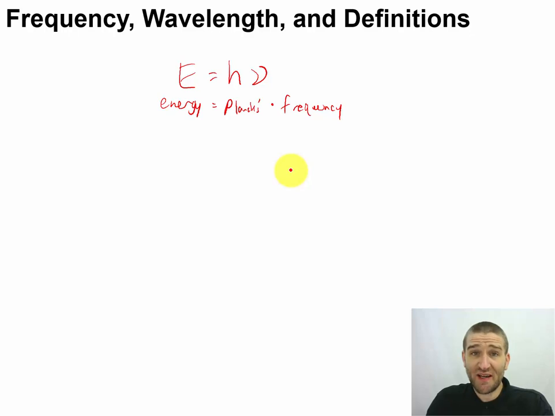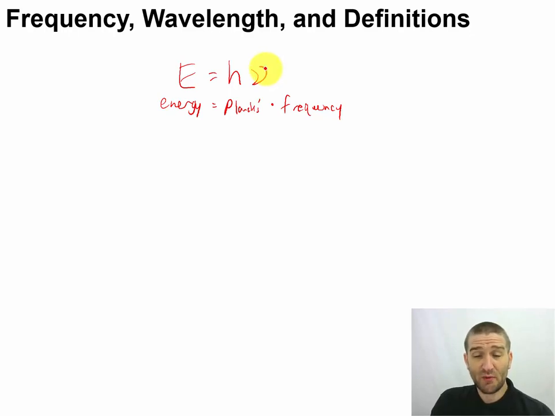In a separate video, I've talked about the fact that energy equals Planck's constant times frequency. But usually when we're talking about light, especially visible light, things that we're seeing every day, we're usually going to be referring to wavelength. So how are we going to be able to convert from wavelength into energy? We've got to somehow get into frequency.